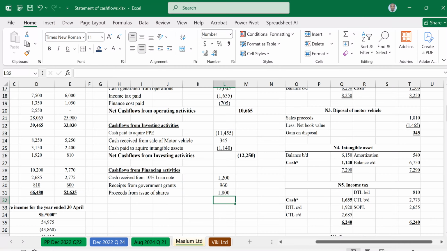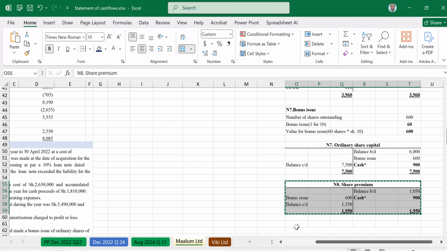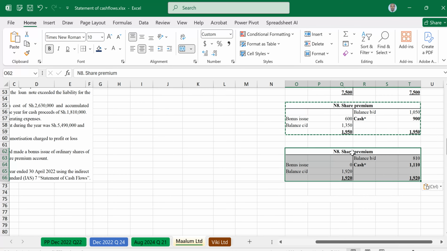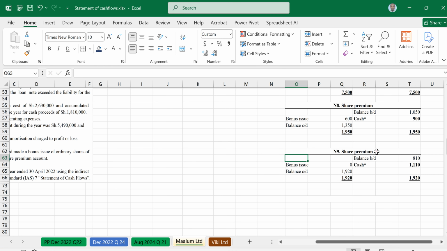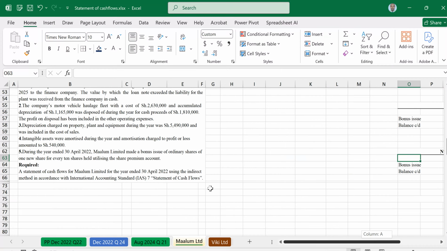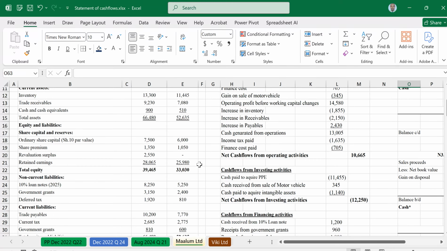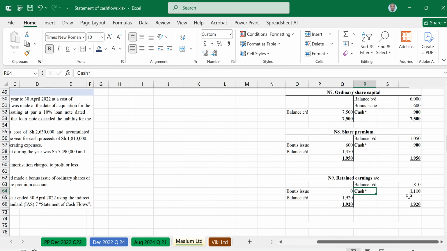Now finally, we have the retained earnings account, to test if there was any dividend that was paid or not. So lastly, we have the retained earnings account in note 9. We have the retained earnings account, unless something has been left out. None.